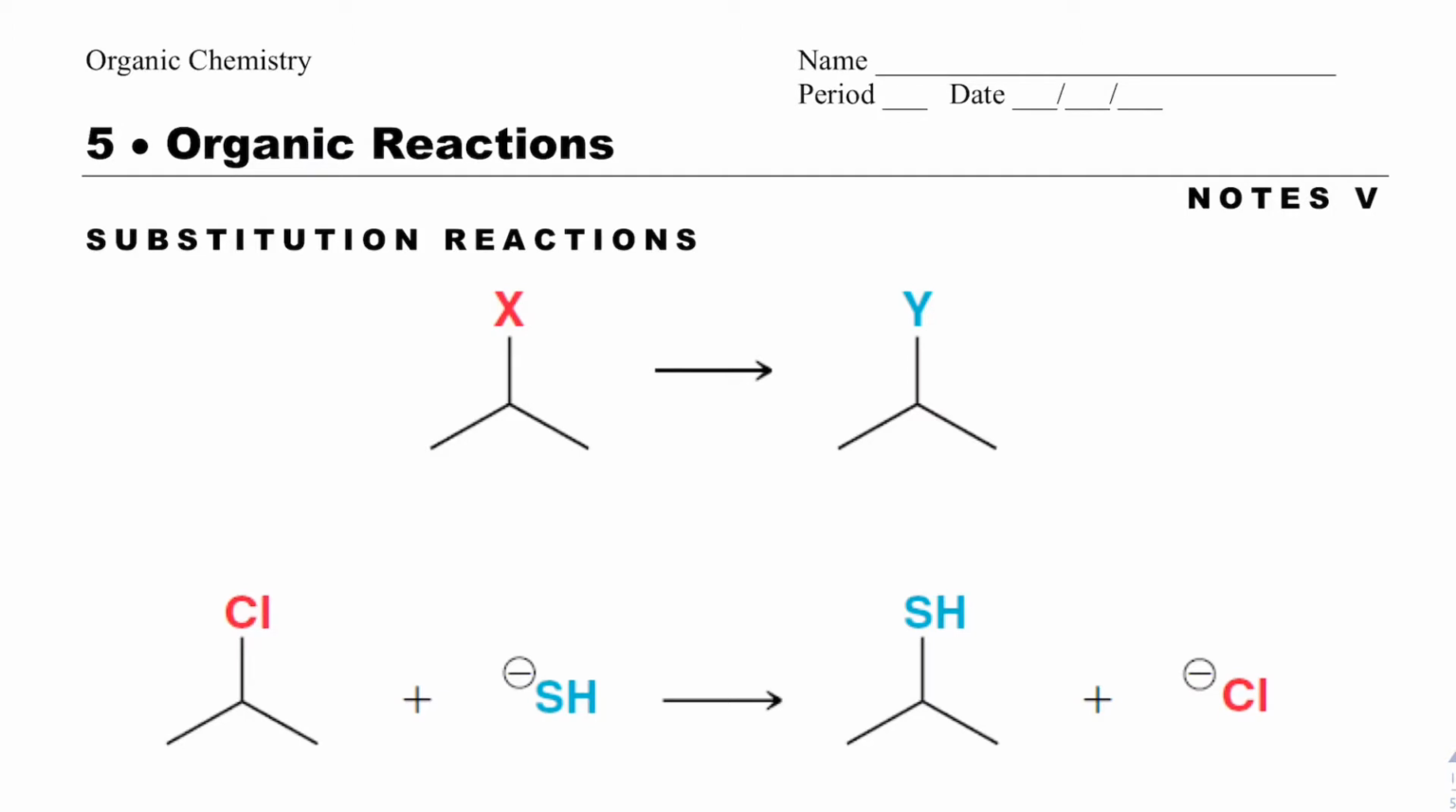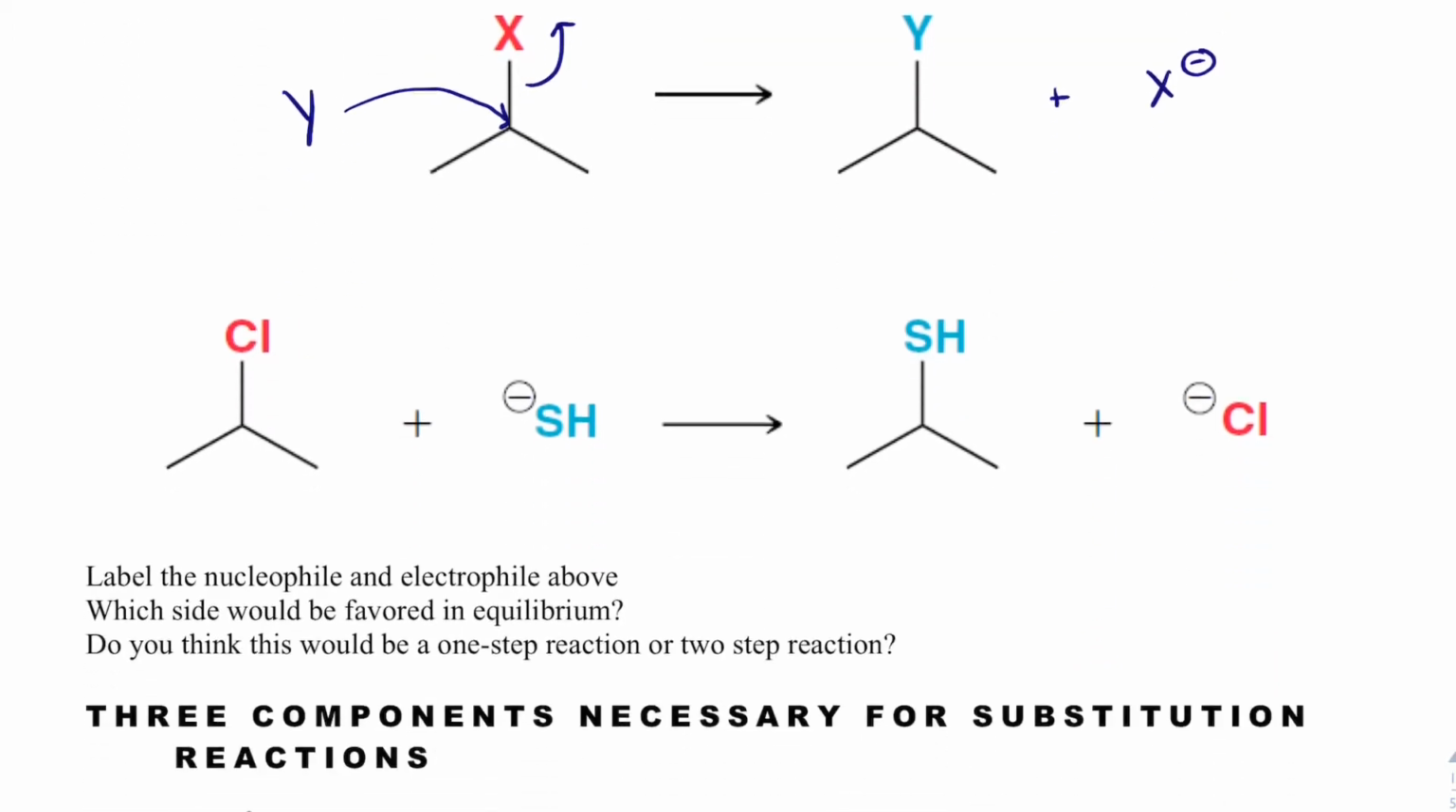So in this case, Y comes in, and it'll come in like this. It'll attack the carbon that's bonded to the leaving group. X is our leaving group, and X will leave. And then that'll leave us with X minus left over. So how does this work, and why does this work?